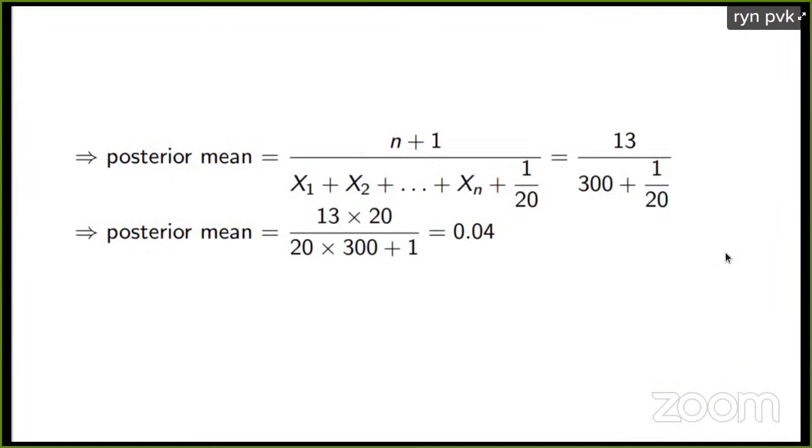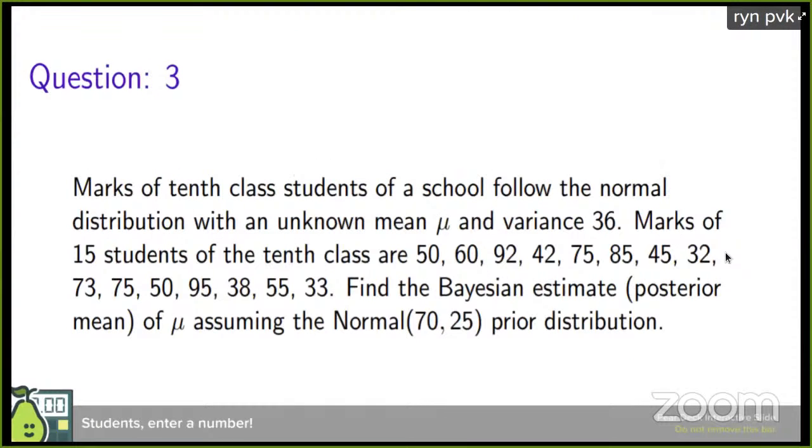Okay. So we'll move to the next question. This is question number 3. Now you have to solve this question. Whatever we have discussed now, you have to use the same thing but with some different parameters.